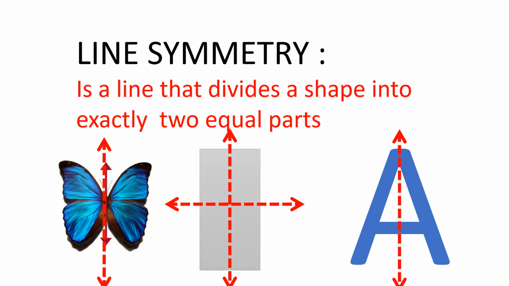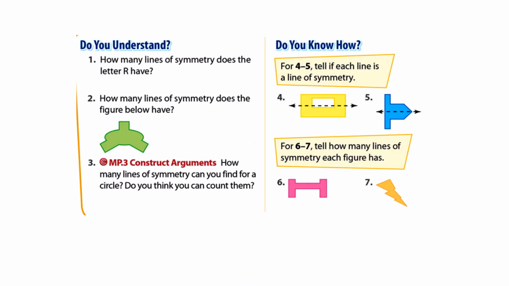Okay, let's solve the questions in the book. Question one asks: how many lines of symmetry does letter R have? Of course, firstly, let's write letter R and try to draw a line that divides letter R into exactly two equal parts. Can you do it? I think that no one can do it. So of course, there is no line of symmetry for letter R. So no line of symmetry for letter R.